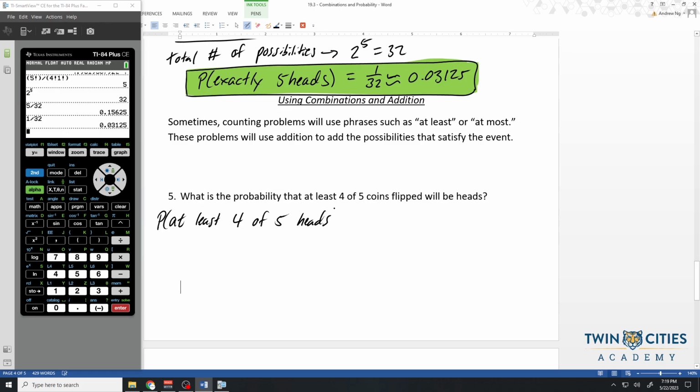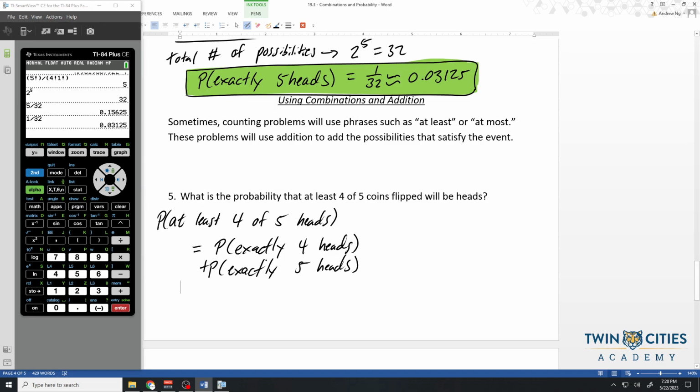So the probability of at least 4 of 5 heads is going to be equal to the probability of exactly 4 heads plus the probability of exactly 5. So to get at least 4, 4 is the minimum, but you could get more than that. The only possibility more than that is to get all 5.